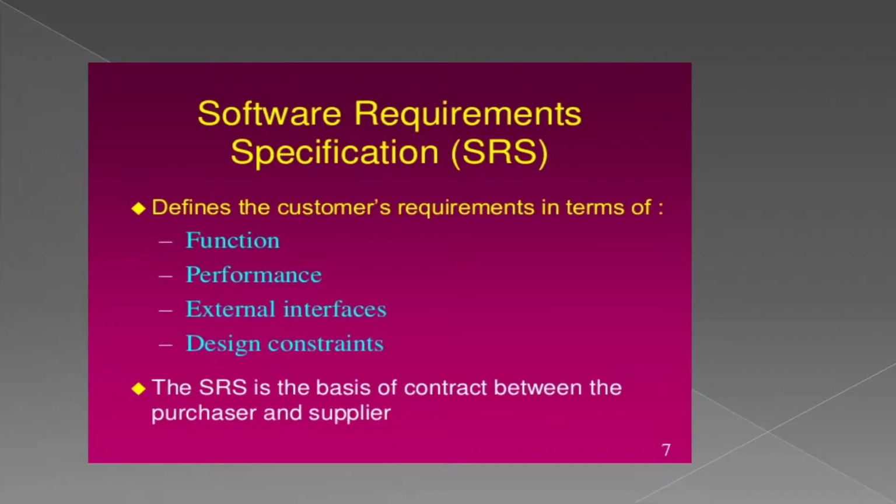And next is software requirement specification. In terms of what it defines, it defines the customer requirements, what is needed on the customer side. So in that: function, performance, external interfaces, design constraints. What the customer needs means it functions properly, performance is good, external interface is working correctly, and the design constraint is fulfilled. So these are all the things to be considered for the requirements of the customer side. And the SRS is a basis of contract between the purchaser and the supplier.